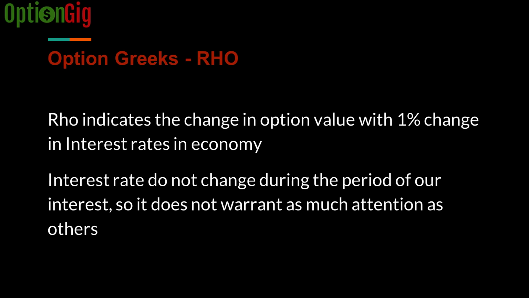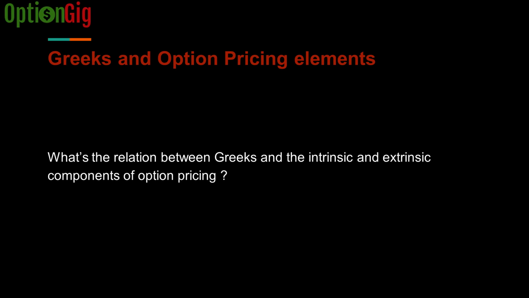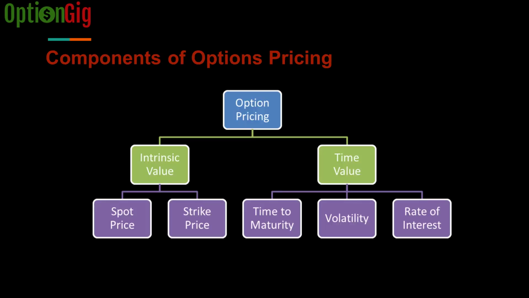Okay, so now let's understand the Greeks and how they are related to the various components of option pricing. So we go back to the familiar chart that we had seen earlier, in which the option pricing is divided into two major blocks, the intrinsic value and the time value, or the extrinsic value. Intrinsic value is determined by the relation between the spot or the market price and the option contract strike price. Time value is determined by the time to maturity or time to expiration, volatility, and the rate of interest.